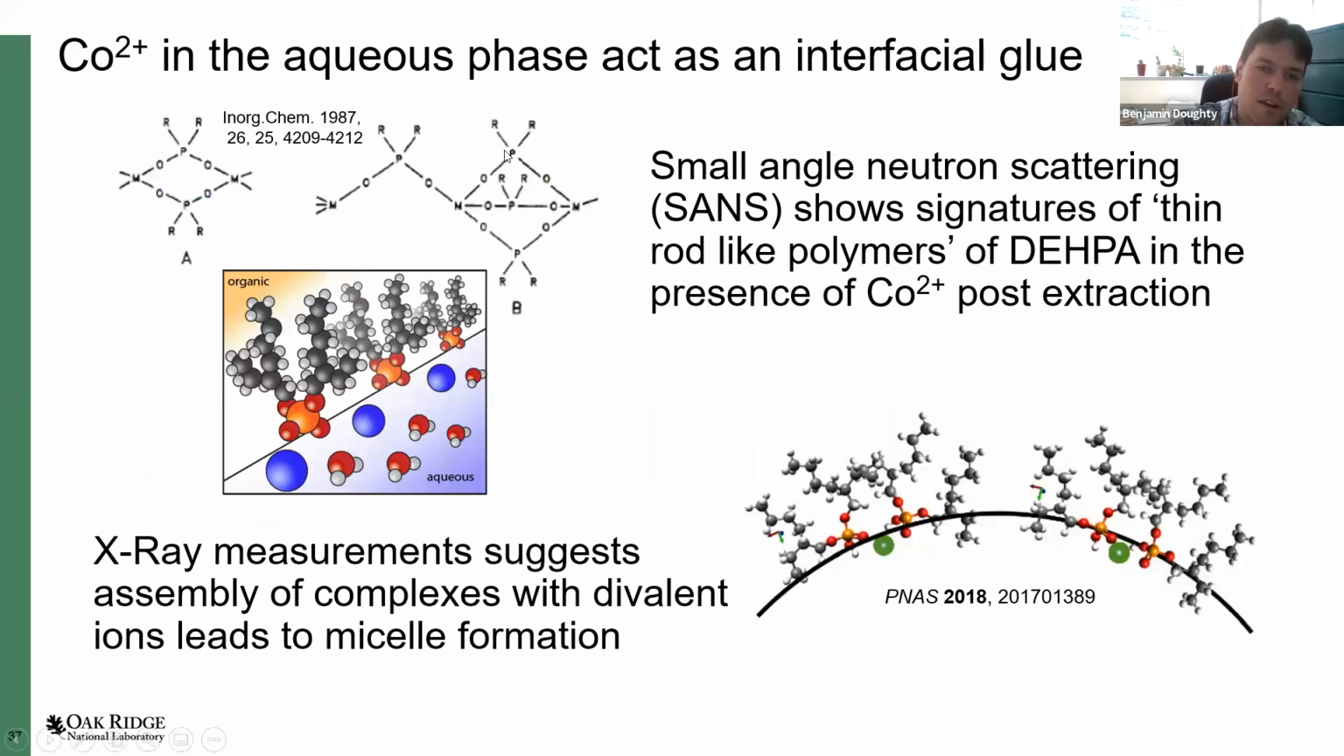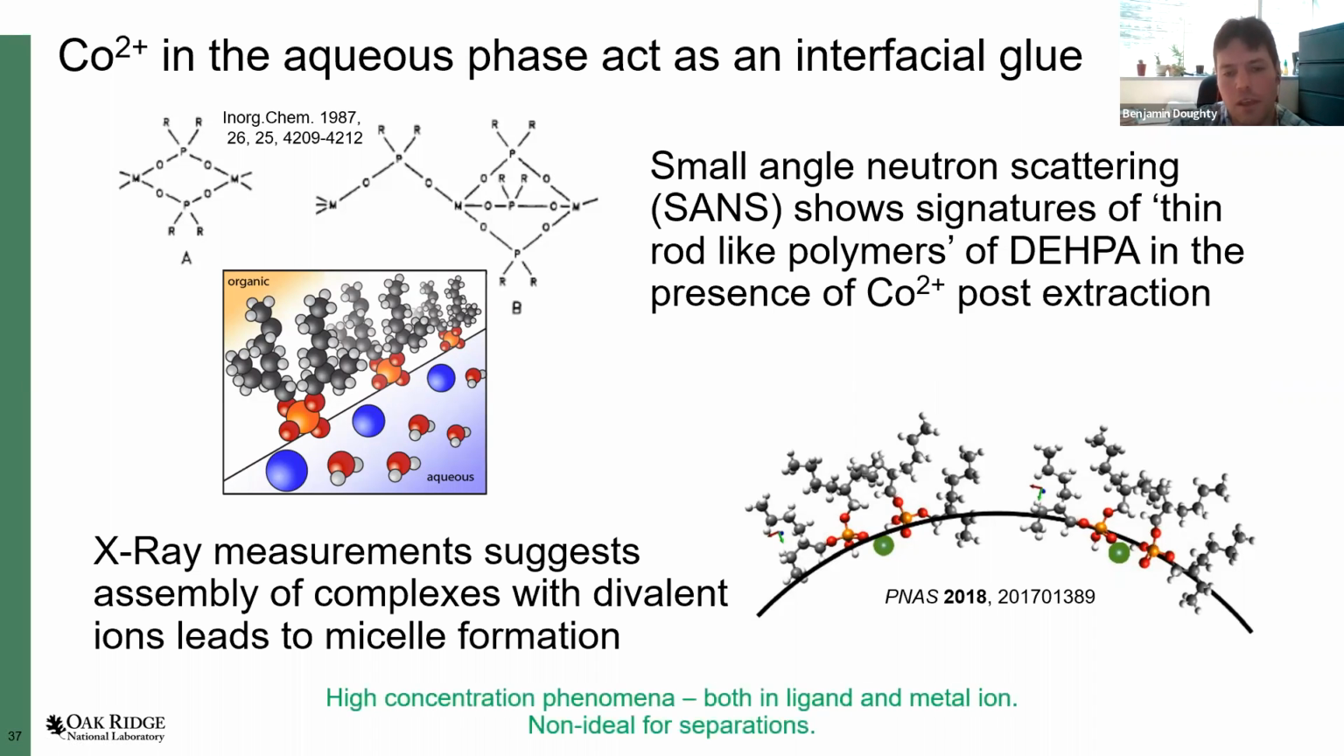This is based on work looking at very similar molecules with cobalt, where they see these thin rod-like polymers, these micellar type structures, using SANS. And of course, Mark has done a lot of great work using X-ray measurements to suggest a budding mechanism for divalent ions with the same sorts of molecules. So we think what we're forming are micelles at the interface that are kind of sticking around. They have different charge characteristics. But what I'll note is all of these things are generally speaking undesirable for separations.